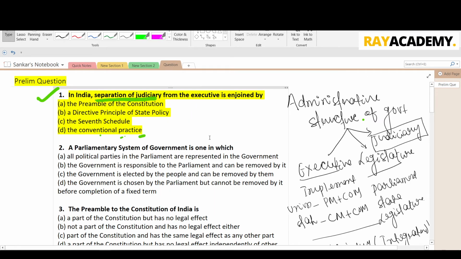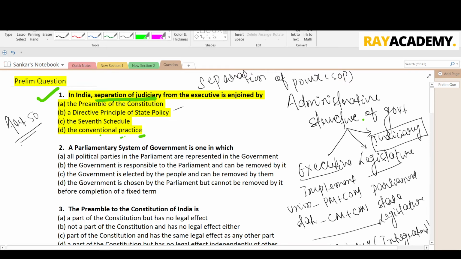So, what is the question? The question is about separation of the judiciary. That means this question is coming from the topic of separation of power. In the separation of power, you have Article 50, which says that the judiciary is separate from the executive. And Article 50 is a part of the directive principles of state policy. That means what is the correct answer? Answer is B.